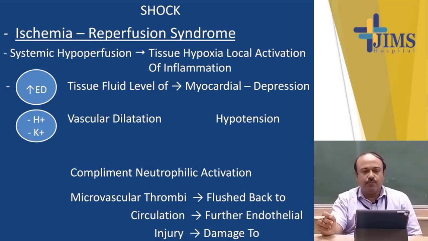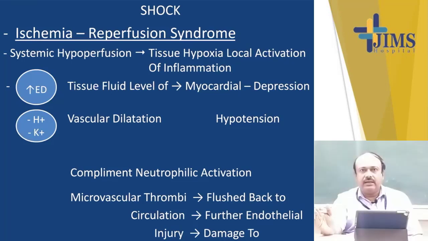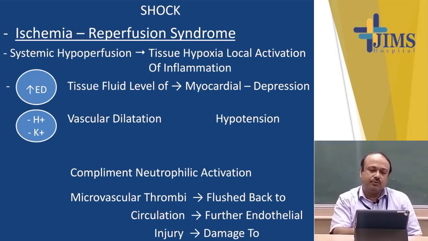The systemic hypoperfusion leads to tissue hypoxia and local activation of inflammation, and there is increased tissue level of hydronium and potassium ion, which leads to myocardial depression and further hypotension. There is complement and neutrophil activation, and there is formation of microvascular thrombi, and when there is reperfusion, these microvascular thrombi and toxins are flushed back to the circulation, and further endothelial injury ensues.